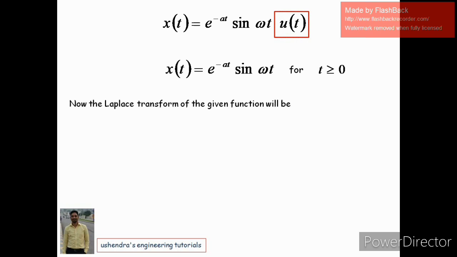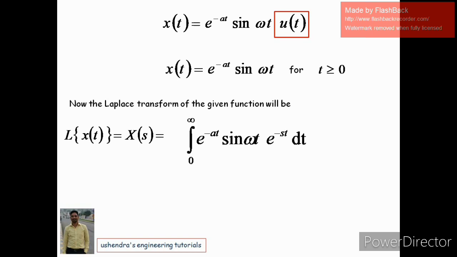Now the question is, what is the Laplace transform of any given function? The Laplace transform of x of t, with the notation capital X of s in its frequency domain, the S domain, will be equal to the given function e raised to minus at sine omega t multiplied with e raised to minus st and integrated with respect to t from 0 to infinity. The limits of integration are decided by the step function which is multiplied previously.